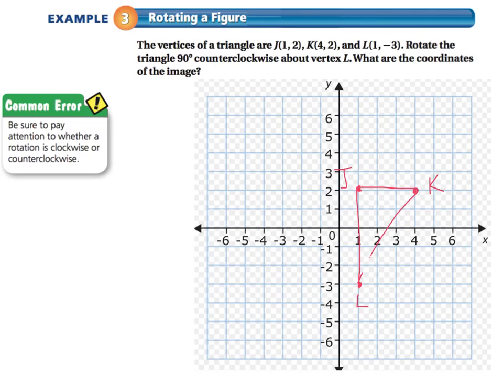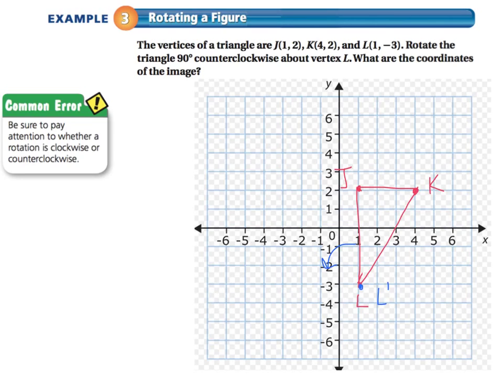Now, I'm not rotating about the origin. Let's say I did rotate about the origin. I will tell you, though, this is what it's going to be. Well, no, let's not do that now, because it's going to be overlapping. Let's do blue. About point L means a 90-degree turn is going to go this way. L prime actually is the exact same point.